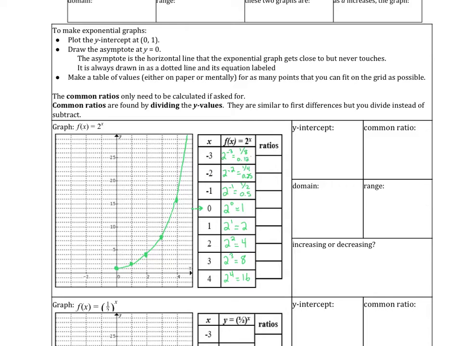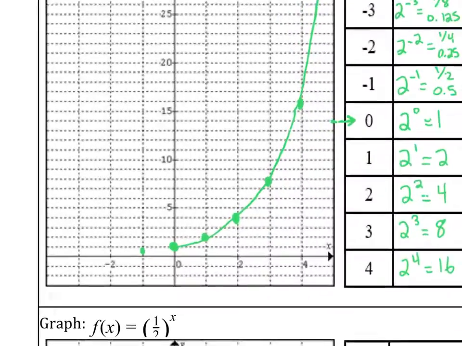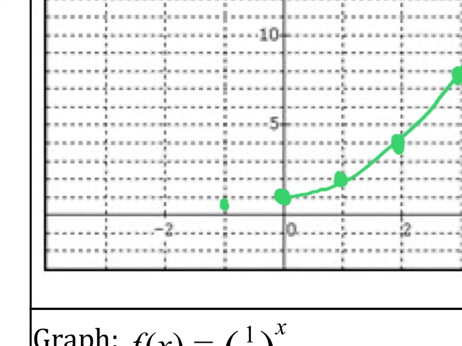0.125. So if we were to plot these, when x is -1, let me even zoom in here. When x is -1, y is 1/2. When x is -2, y is 1/4. When x is -3, y is 1/8. And the next one would be 1 over 16. Next one would be 1 over 32, then 1 over 64, then 1 over 128.